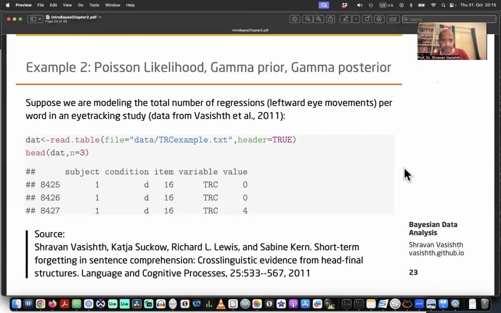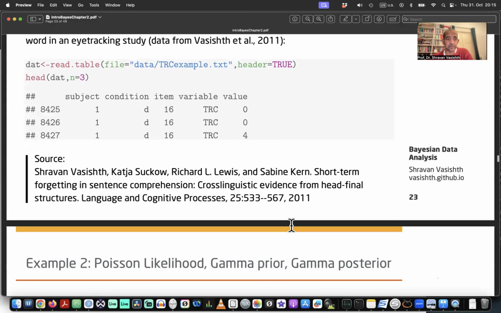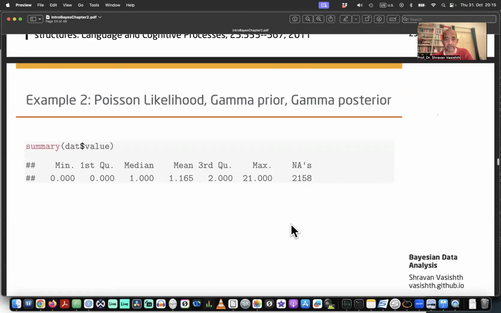So that's why we're interested in these counts, but these are discrete counts, right? So you can have zero regressions, one, two, three, four, or whatever, but you can't have 2.5 regressions from a word. So this is a discrete value, but it's not like the 0, 1 responses in the binomial, right? So the Poisson distribution is a good distribution for modeling this kind of data.